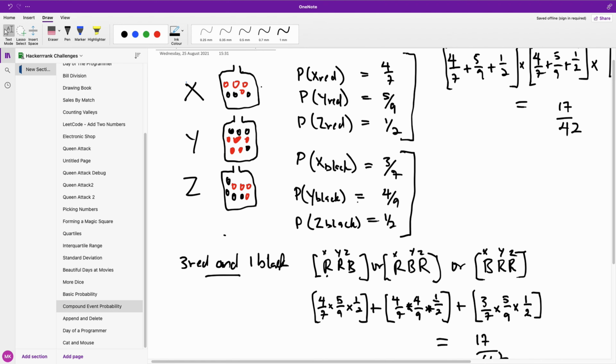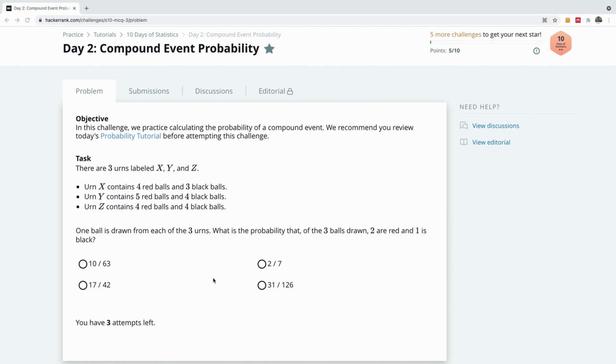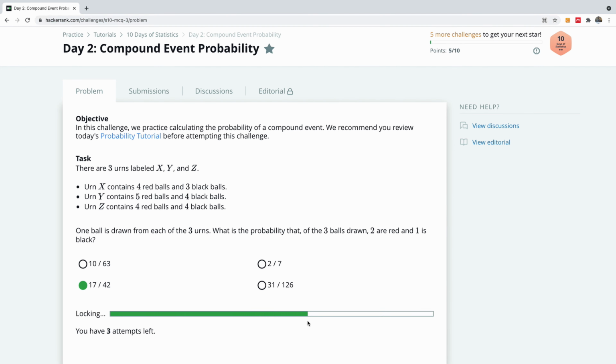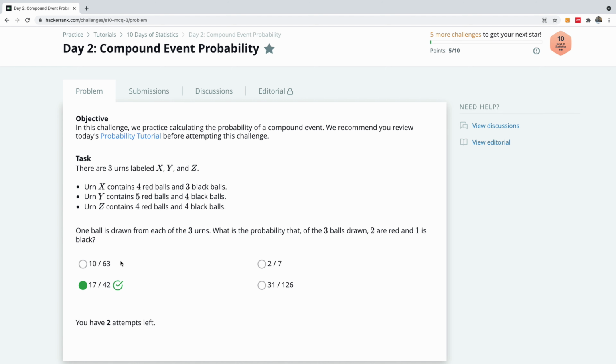So let's choose the result and see what we have. We choose 17/42 here, and you can see that the answer is correct. So I'm going to be stopping here, and today we've completed day 2.